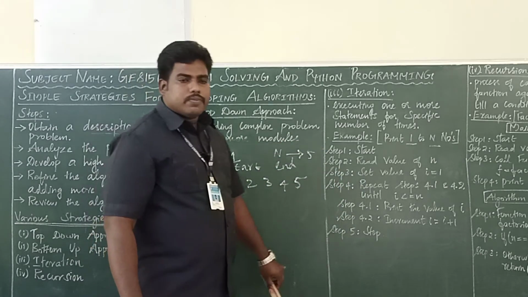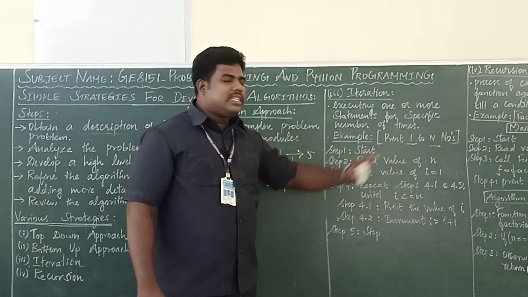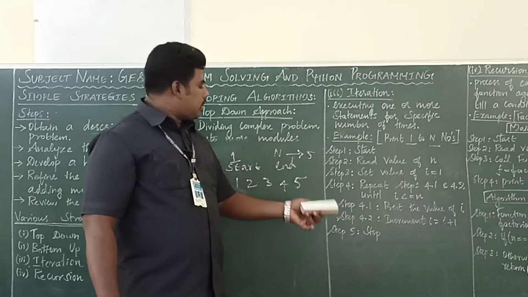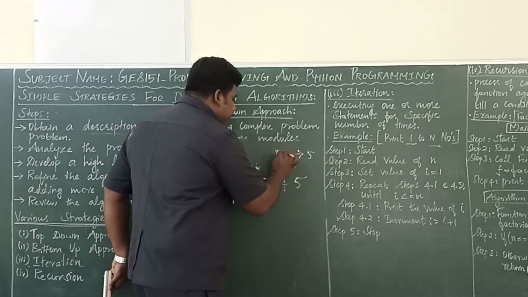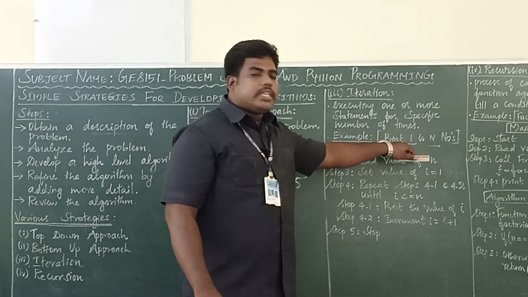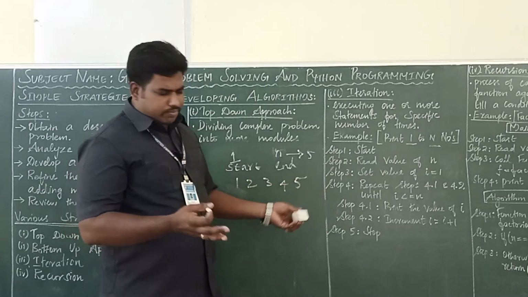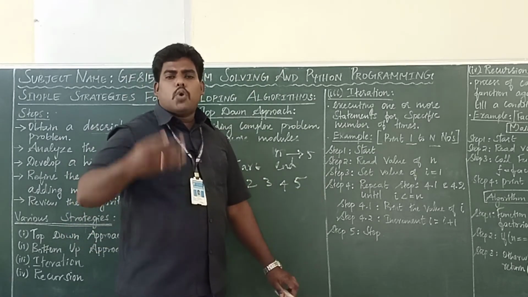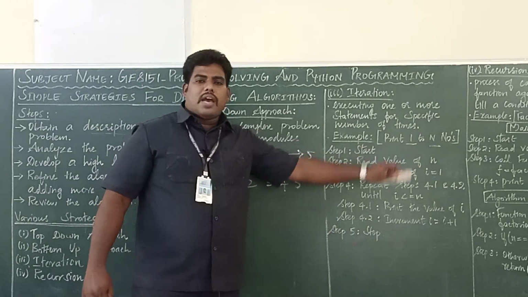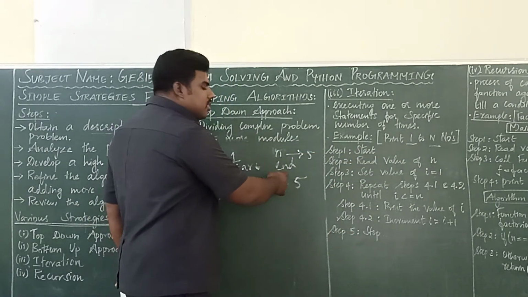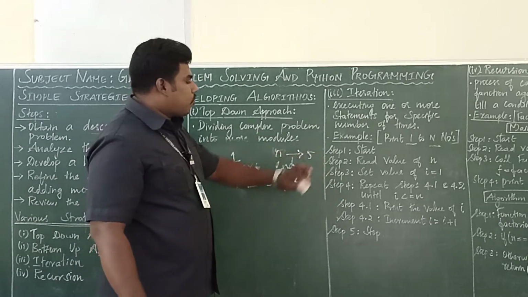So what is the first step? The first step is to start the algorithm. The second step is to read the value of n. N is nothing but your ending point. In the question it was mentioned as n. As the user, you give the n value, so I am getting it from the user. Read the value of n. Your n is the ending point. My n value is 5.